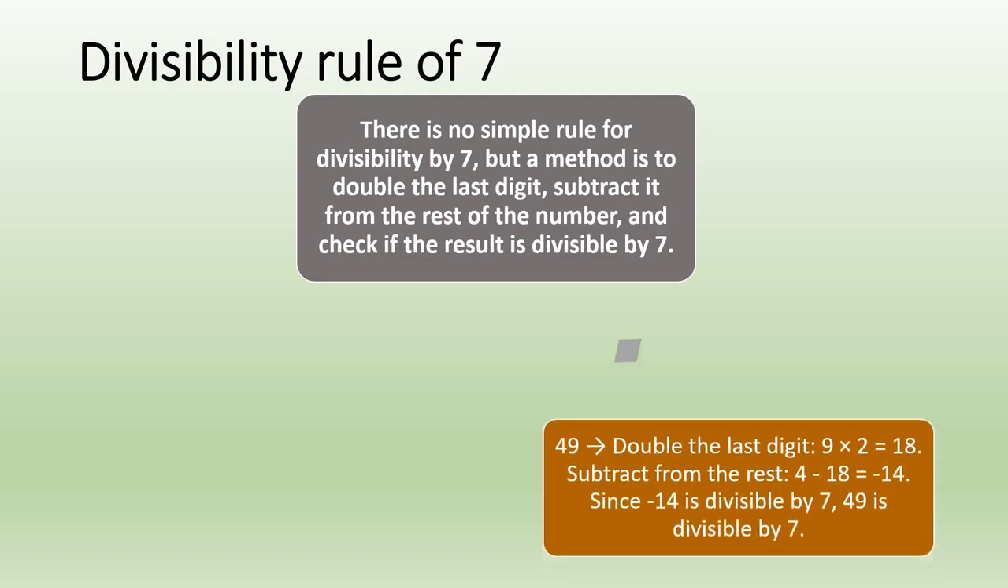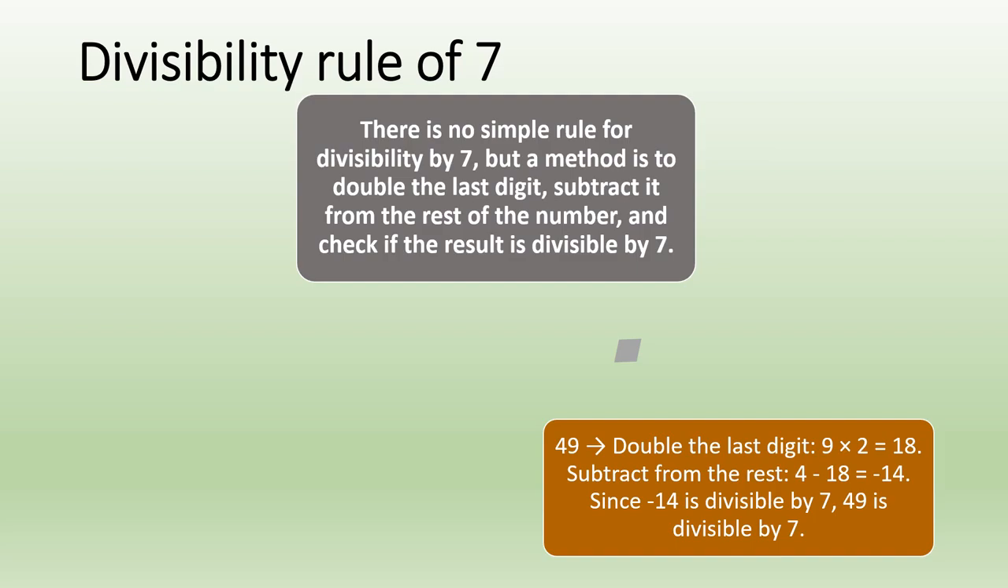Let us take an example, 49. First, we have to double the last digit. Here, the last digit is 9. So, 9 twos are 18. And this 18, we have to subtract from the rest of the number. The last digit we will not consider. Ignoring the last digit, we have 4. And we subtract 18 from 4. Then we obtain 4 minus 18, which is equal to minus 14, which means 14 is divisible by 7. Therefore, 49 is divisible by 7.